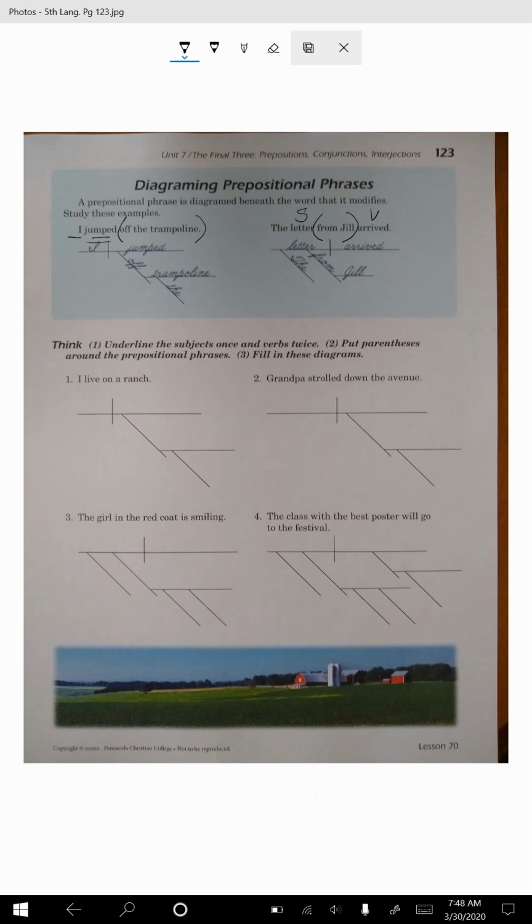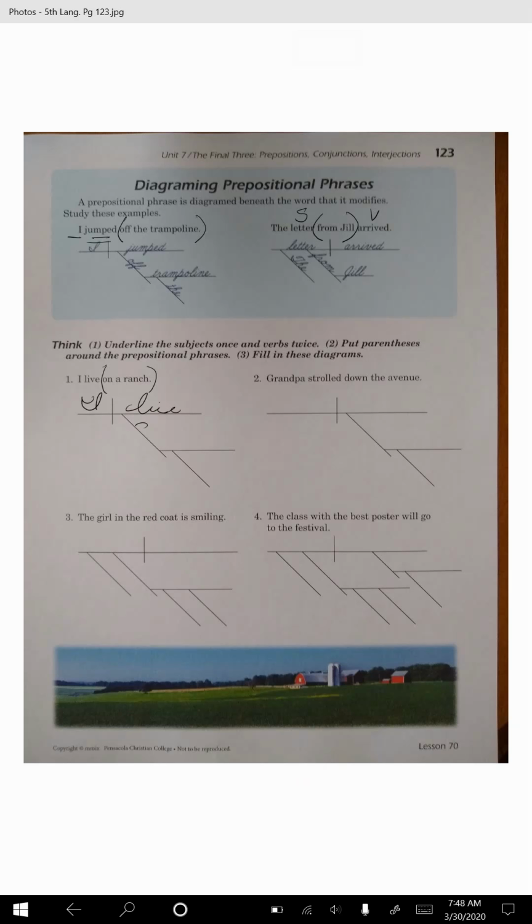All right, so let's go down here and let's start diagramming some prepositional phrases. Number one, I live on a ranch. So it's a prepositional phrase. I know you know them by now. You're good at finding them. All right, so once we've marked the prepositional phrase, I can look at this and say what's my subject and verb. This is a really easy sentence. I live.